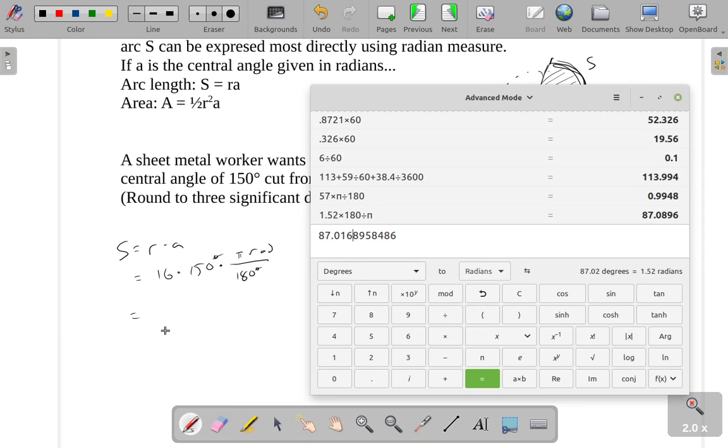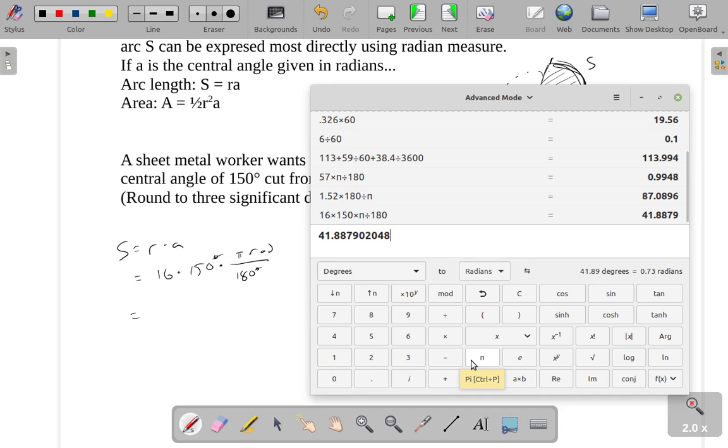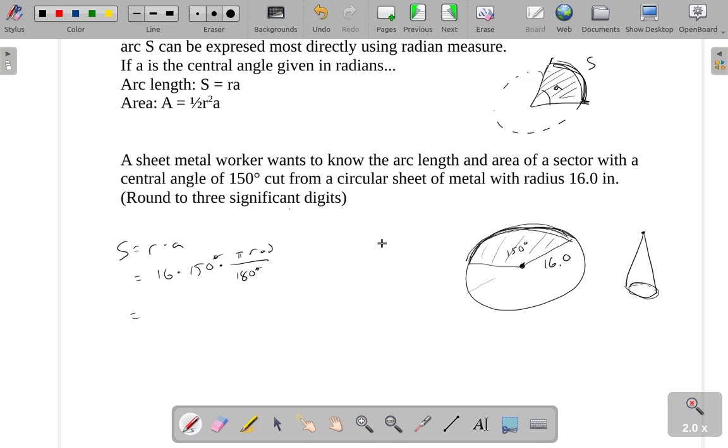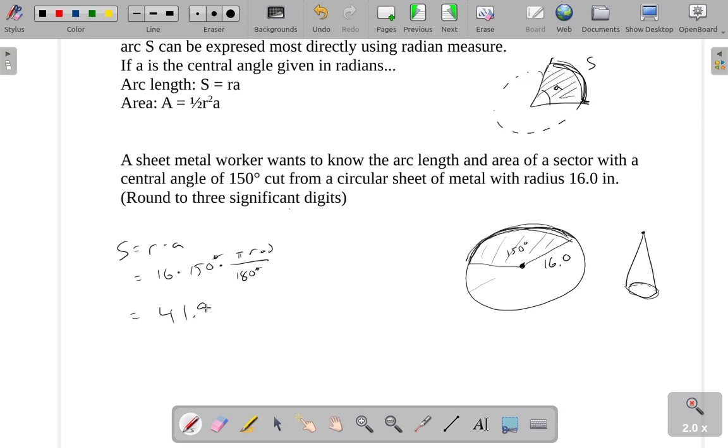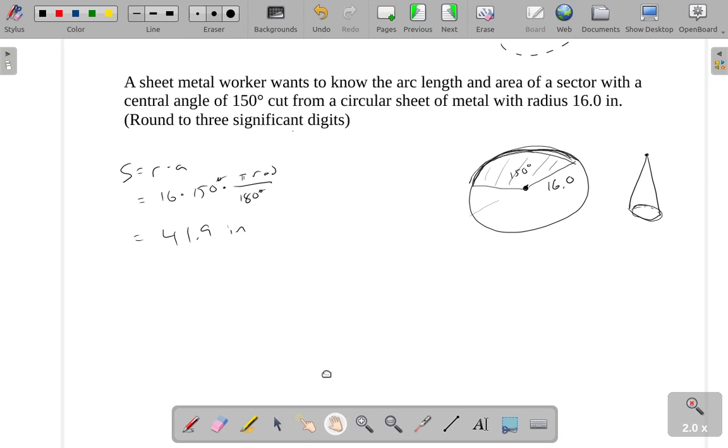I can do 16 times 150. That's 150 degrees, but converting that to radians means multiplying it by pi and then dividing by 180. So this gives me 41.887. Round to 3 significant digits: 41.9. What are our units here? This is an arc length, so it should be inches. That'll be about 41.9 inches.